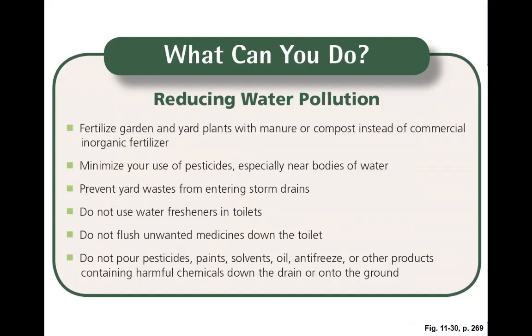Minimize the use of pesticides, especially near bodies of water. Think about our example of Crossbow. Prevent yard waste from entering storm drains. Those storm drains, remember, run into our waterways, which ends up being our drinking water. Don't use toilet fresheners in toilets. Okay. I know it's tempting, oh, we want it to smell great. Try and leave it as natural as you can. It breaks down easier when we get to the other end at sewage treatment plants. And then there's less risk of getting those things into our waterways.